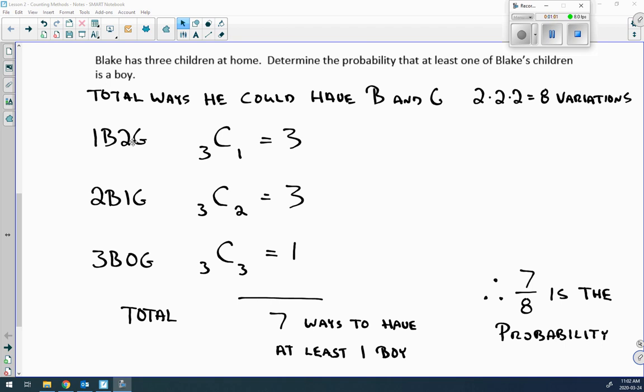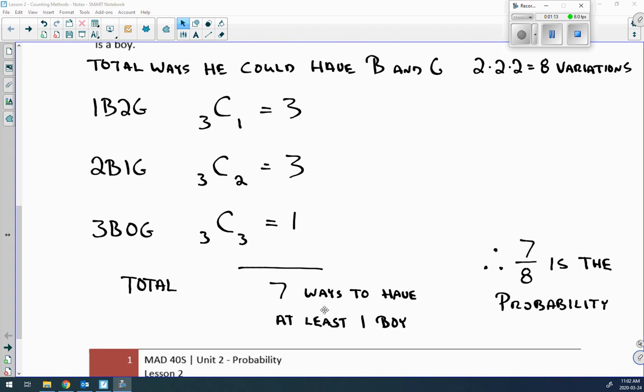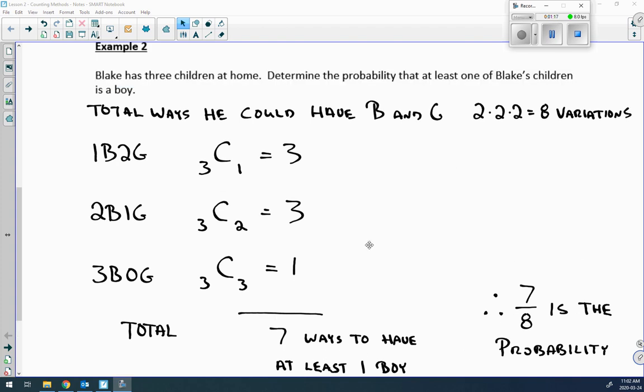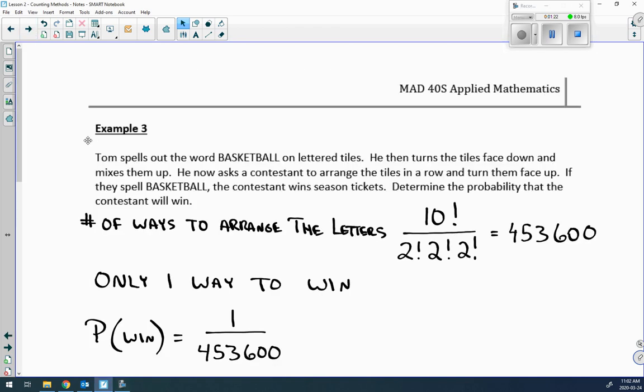So 1 boy, 2 girls is 3 choose 1, 3 ways. 2 boys, 1 girl is 3 choose 2, 3 ways. 3 boys and 0 girls is 3 choose 3, or 1 way. So in total, we have 7 ways to have at least 1 boy. So the probability is 7 out of 8, because that was our total variations. All right, go to the next page, and we'll look at example number 3.